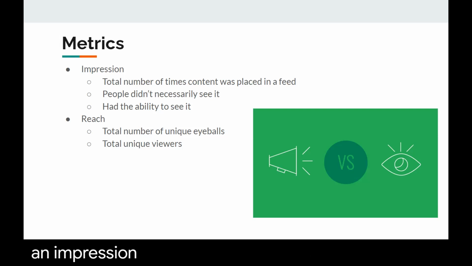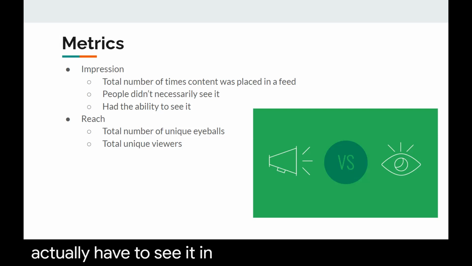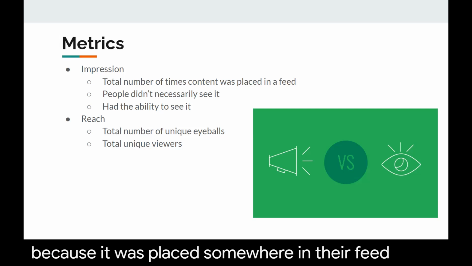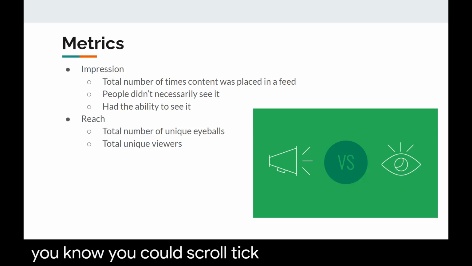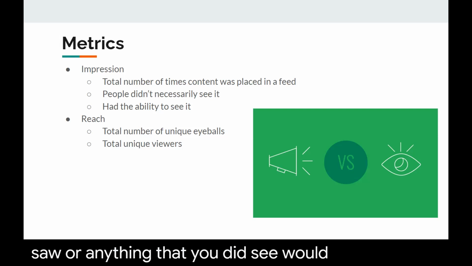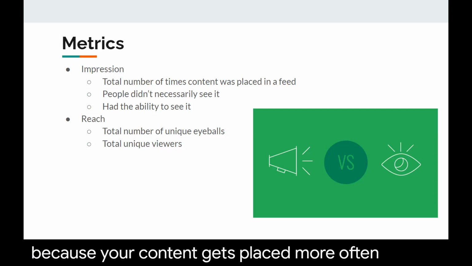An impression is the total number of times that the content was placed in a feed. The user doesn't actually have to see it in order for it to be counted as an impression. And yet they had the ability to see it because it was placed somewhere in their feed. So, you could scroll TikTok for hours upon hours and there's still more content at the bottom of your feed. Anything that's below what you saw or anything that you did see would count as one impression. So that's usually a very large number because your content gets placed more often than it gets seen.